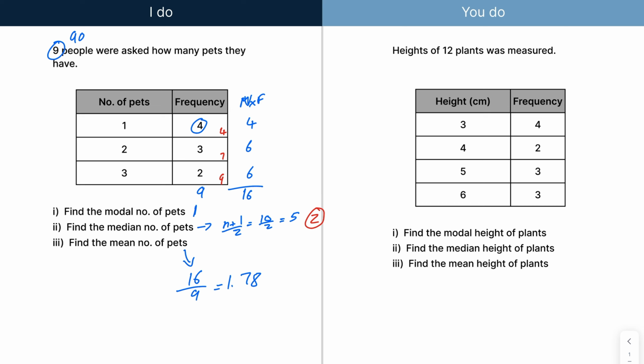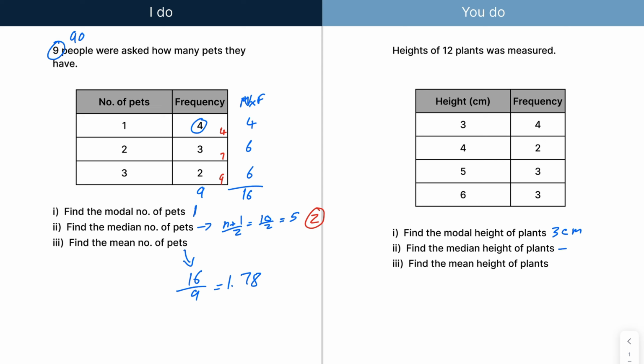So hopefully you've pressed pause and had a go at the example on the right. So to find the mode, you look for the highest frequency. I can see the highest frequency is 4. So the modal height of the plant is going to be 3 centimeters. Okay, that is key here. You're not reading off the frequency, you're reading off the actual height for that frequency. Then it says the median.